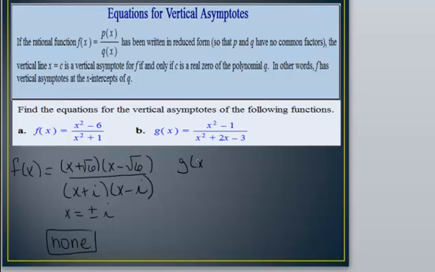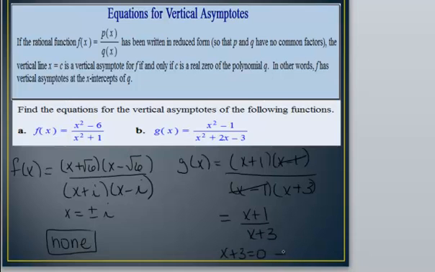If you were to factor that one, you would get x plus 1, x minus 1, all over this, I believe. There we go. If we reduce it, these two can be reduced. So you get g of x is equal to x plus 1 over x plus 3. So your vertical asymptote will be wherever your denominator is 0. x plus 3 equals 0, which means your vertical asymptote is x equals negative 3.